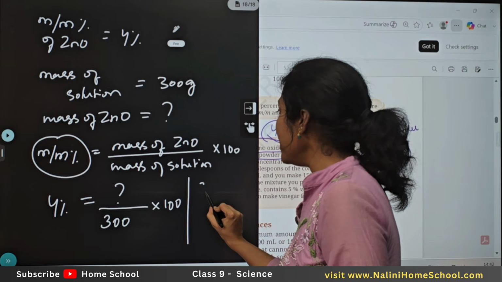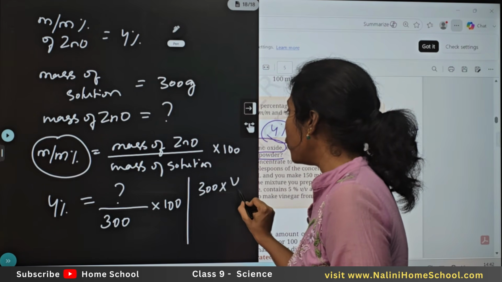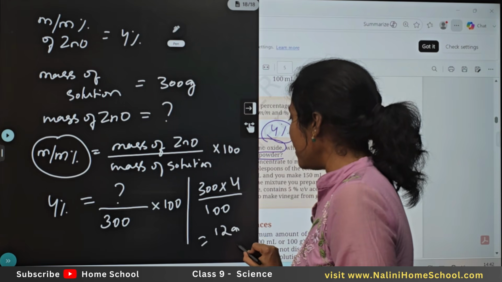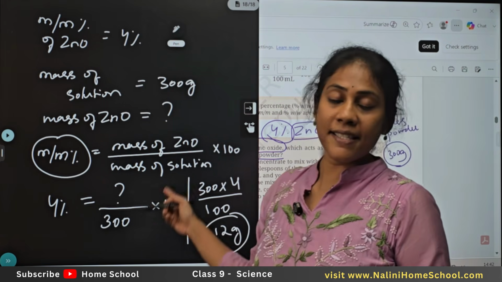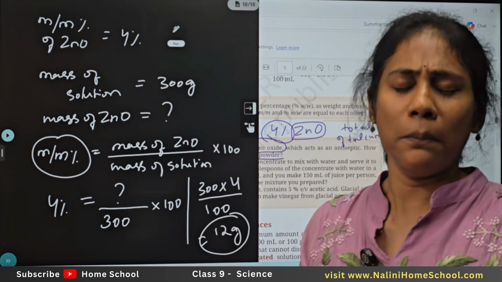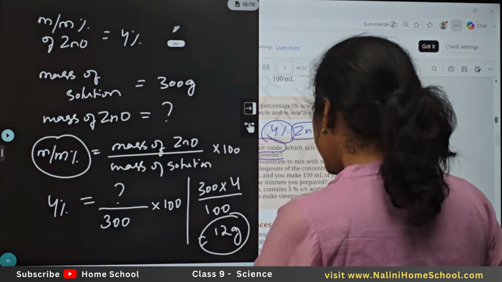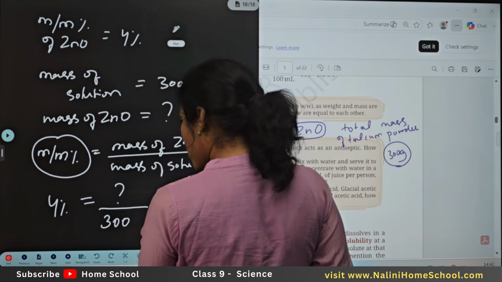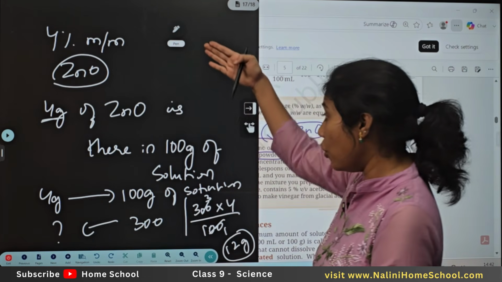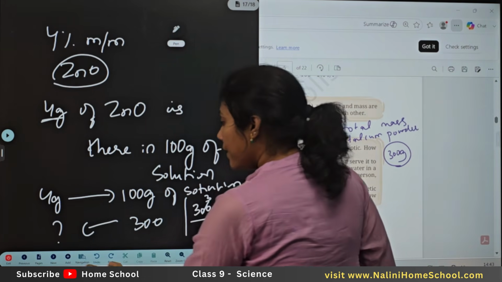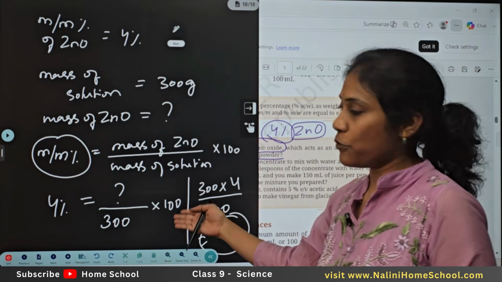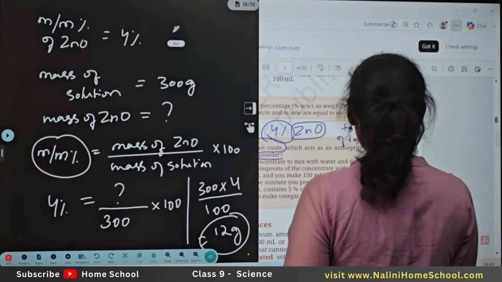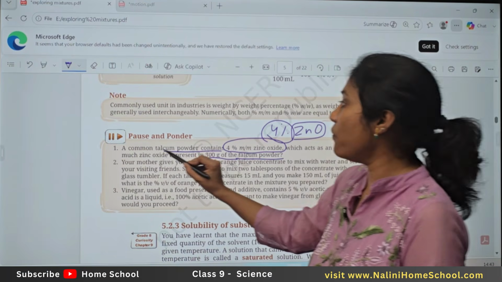So just rearrange this and calculate. How do you rearrange? 300 into 4 divided by 100. If you do, you'll get the same answer, that is 12 grams. So this is the way of doing it using the formula, but you should know this thinking also. Like I have told you on the previous page, you should know how to think this way, and for exam purposes you should know how to apply the formula. So that is about question number 1, guys.